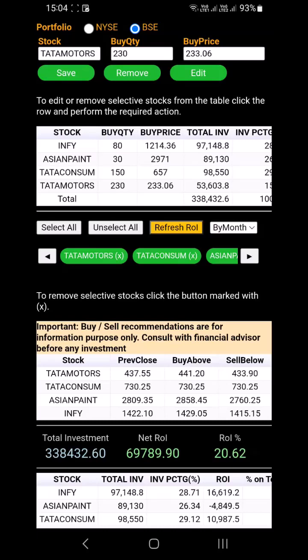The app is free from distracting ads or in-app purchases. We hope it simplifies your investment tracking and leads to success.